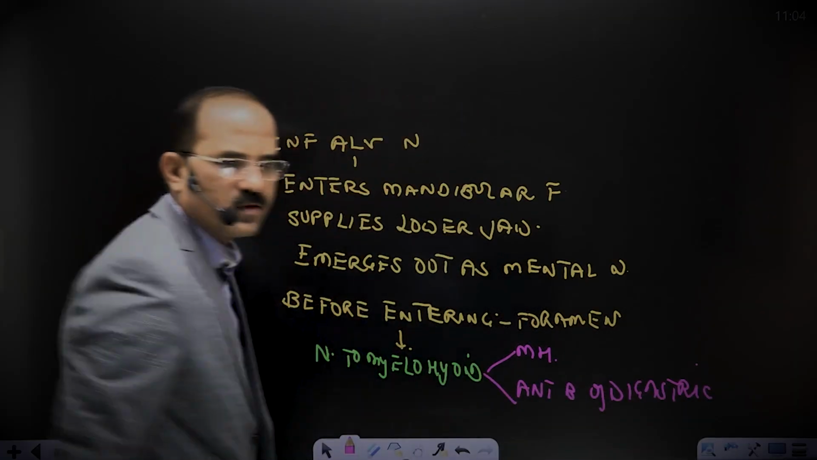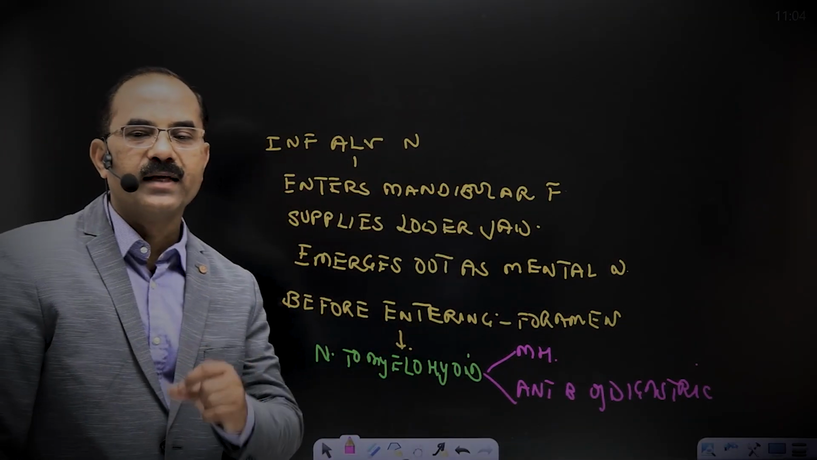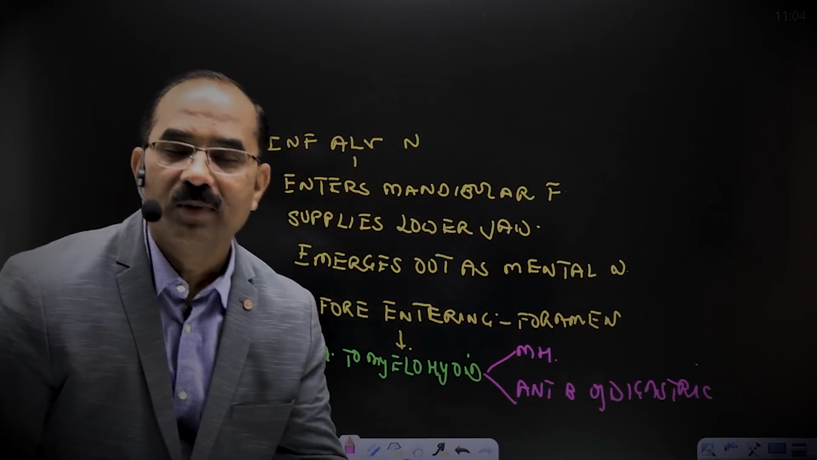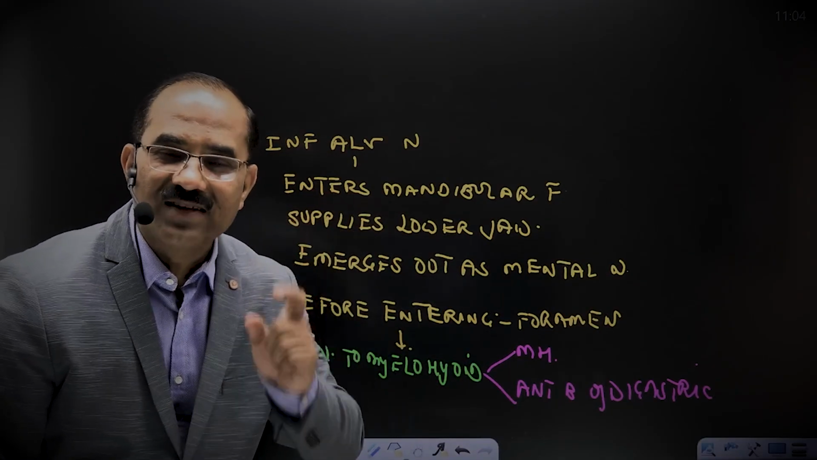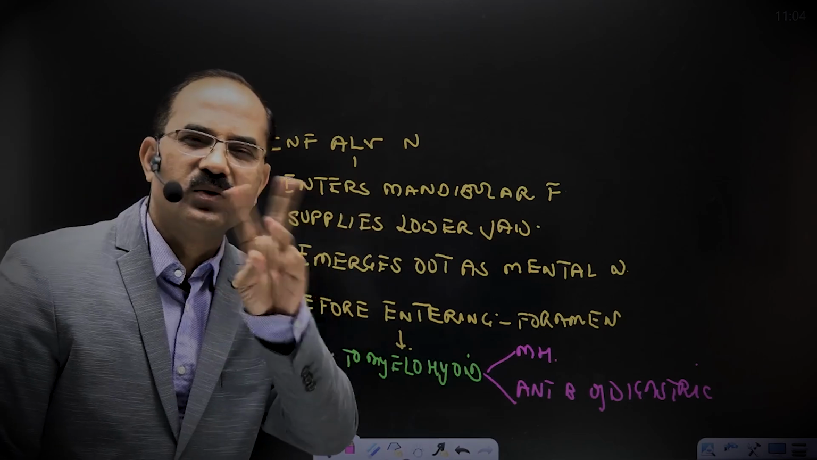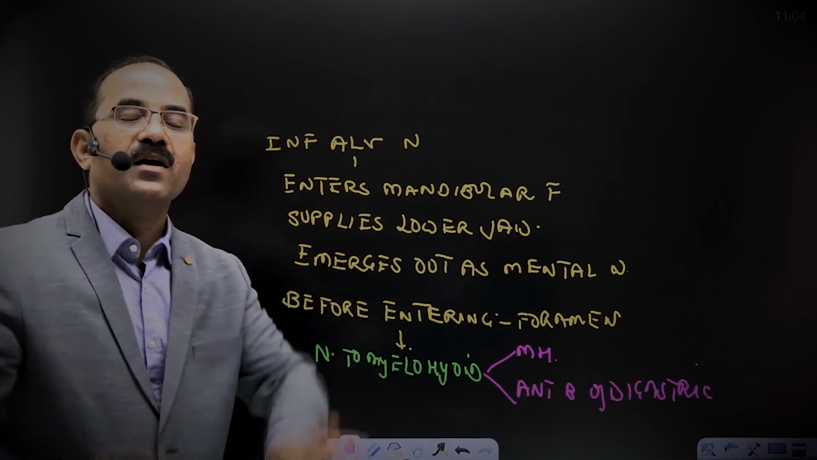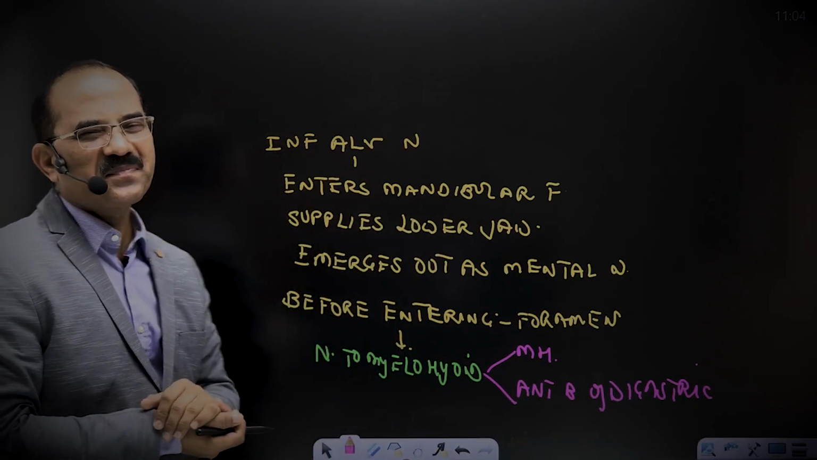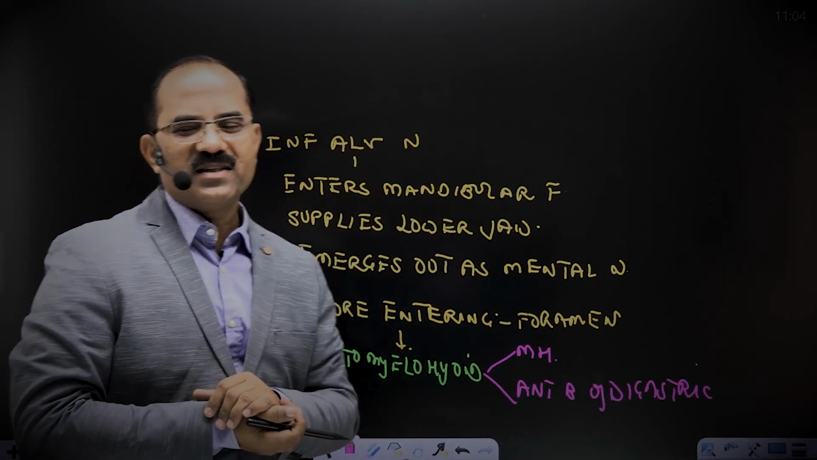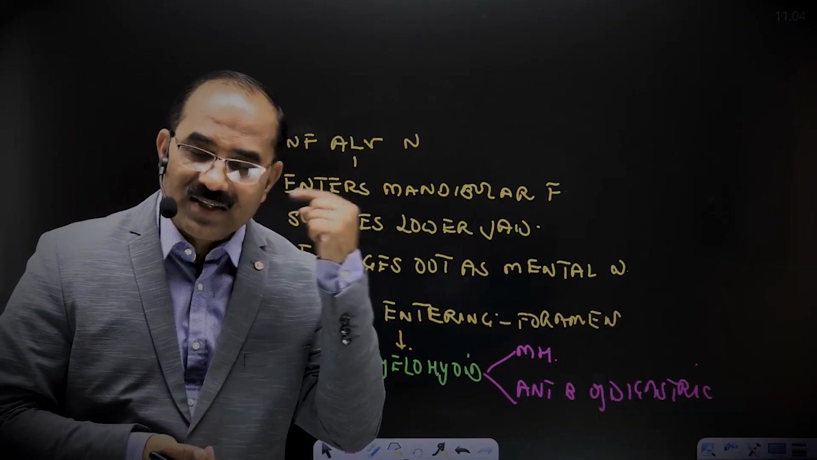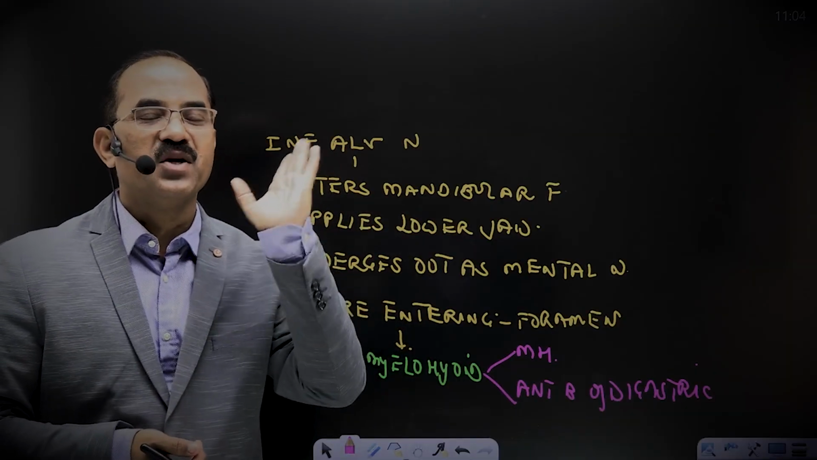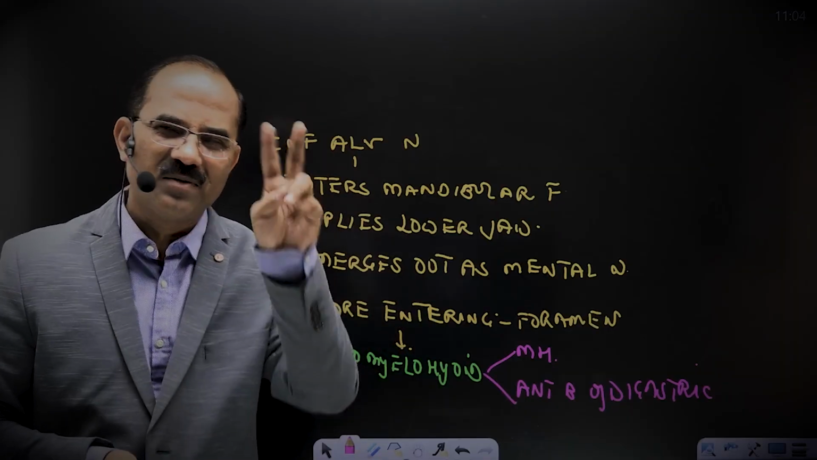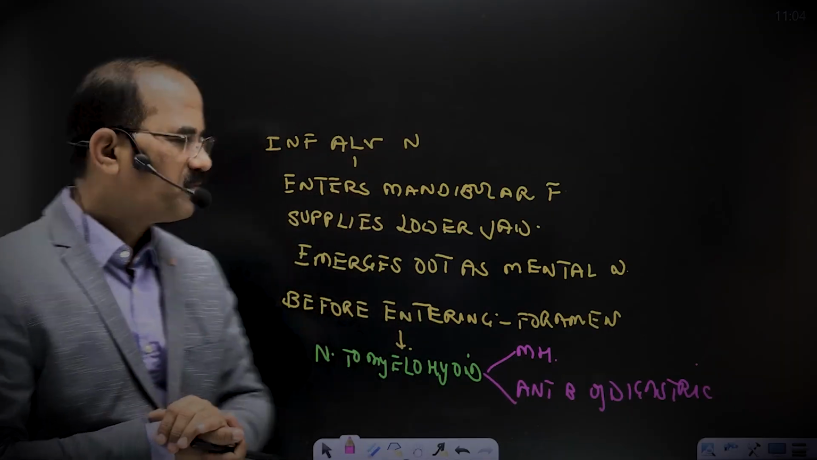Anterior belly of digastric. Remember, students, the anterior belly of digastric is supplied by the nerve to mylohyoid, which is a branch of the mandibular nerve, whereas the posterior belly of digastric is supplied by the facial nerve. These are two different bellies of digastric derived from two different sources, so the nerve supply is different. The anterior belly is supplied by the mandibular nerve because it is derived from the first pharyngeal arch. The posterior belly is supplied by the facial nerve because it is derived from the second pharyngeal arch. Just remember that. Perfect. Clear?